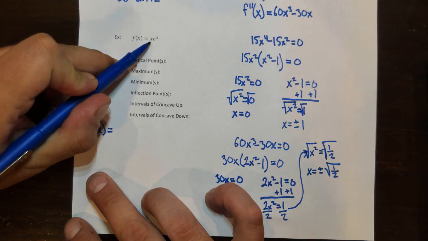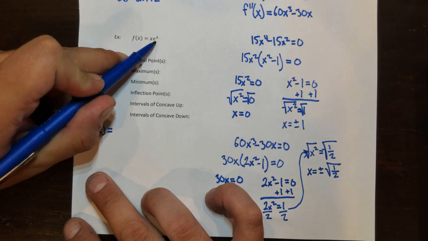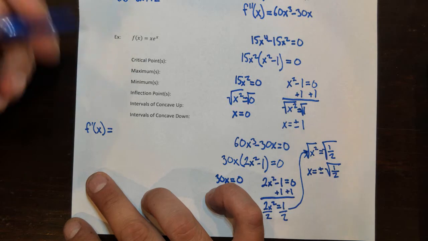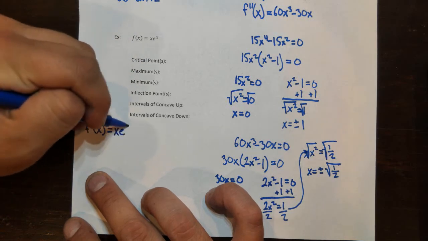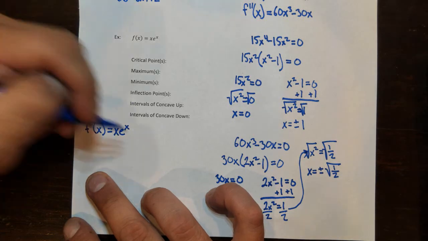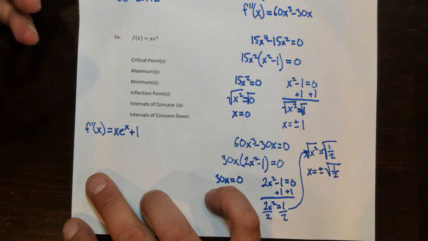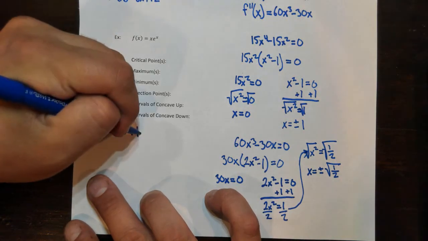The product rule is keep the first one, derivative of the second one, plus the derivative of the first, keep the second one. So it's going to be x times e to the x, because the derivative of e to the x is e to the x, plus the derivative of x, 1, times e to the x.